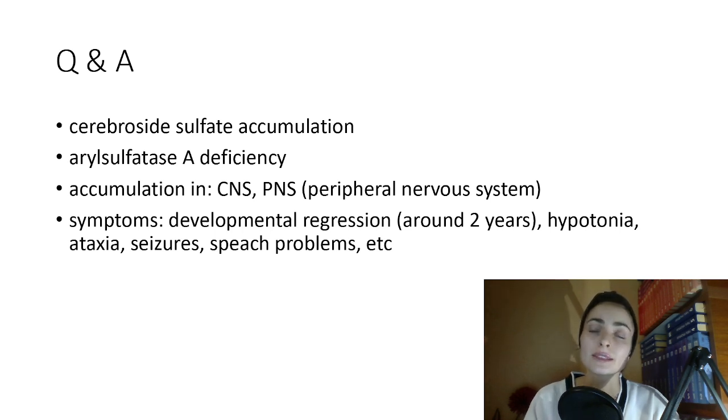The substance that is accumulated here is cerebroside sulfate because of aryl sulfatase A deficiency. But it accumulates in the CNS and PNS, so CNS is the central nervous system and PNS is the peripheral nervous system. And because of this, the patient will develop developmental regression, hypotonia, decreased muscle tone, ataxia. Ataxia is the inability to maintain balance while walking. And seizures, we already talked about it, and speech problems.